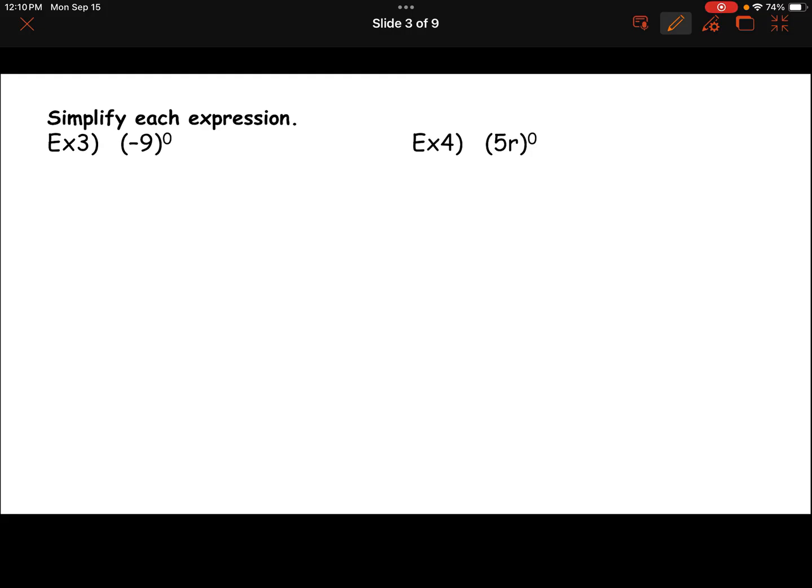Take a minute and try to find your answers to 3 and 4. Following that rule here, you would have negative 9. It's in parentheses. That means the whole thing is to the 0 power. That answer is 1.